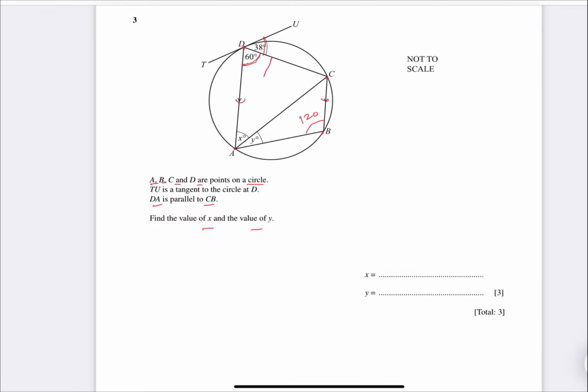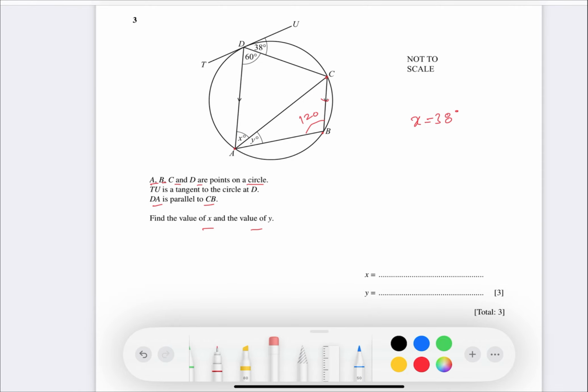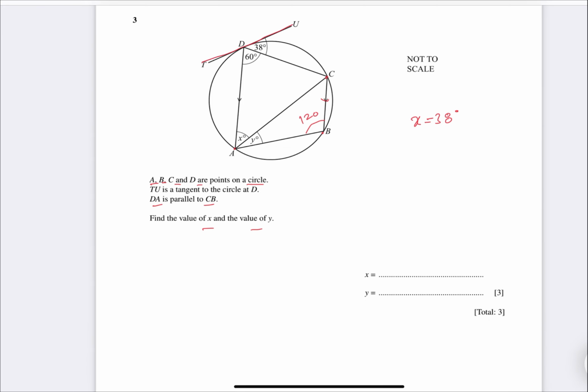the alternate segment theorem states that this one would also be 38. So x would be 38 directly by the alternate segment theorem. What is the alternate segment theorem? Just see, this is a tangent, beta. Is it a tangent or not? Now observe, if this is the tangent and this is the angle it is making on this side, then this angle and the angle in front of it, draw an arrow like this, will be equal by the alternate segment theorem.